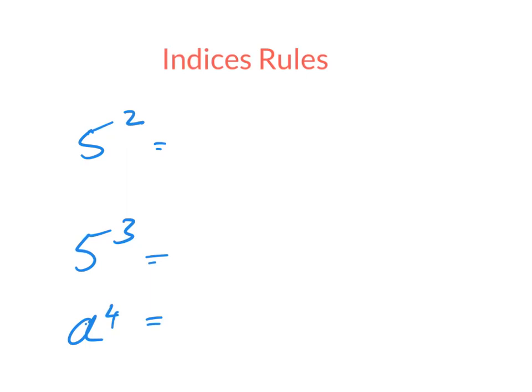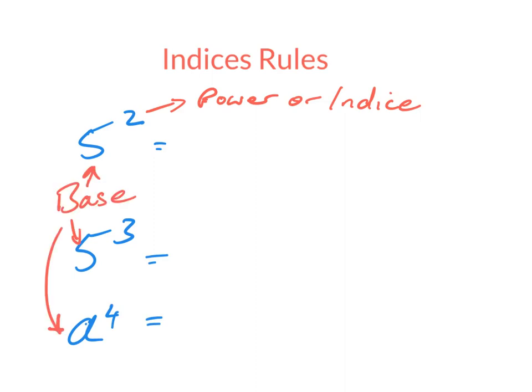Today we want to go over some of the indice rules. So we'll start by asking ourselves the question, what is an indice? Well, an indice, which we also call a power, tells us how many times the larger number is to be multiplied by itself. This number or letter is known as the base.